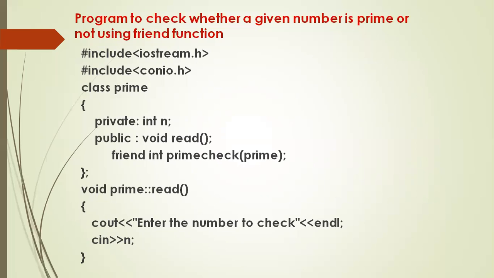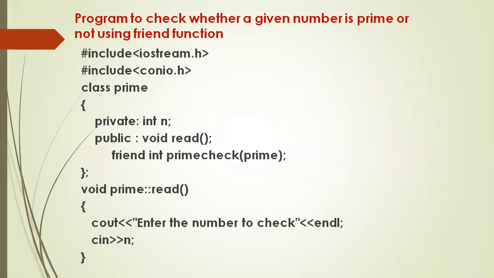Now how many functions should be defined? Two functions. One is the read function, the other one is the prime check function. Read function is a member function. We already learned how a member function can be defined outside the class. First, the return type. What is the return type here for the read function? Void, then the class to which the read function belongs, prime, scope resolution, read. Open the bracket, cout enter the number to check, cin N. Since read is a member function, it can access the member data N directly. So there we need not use any object.